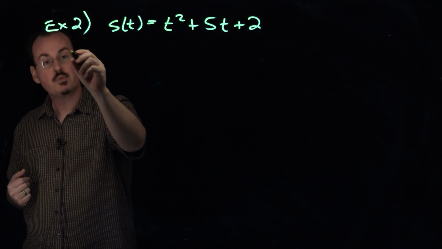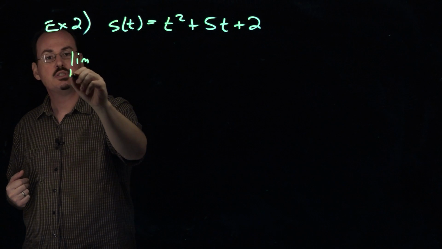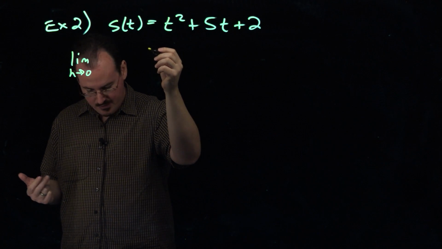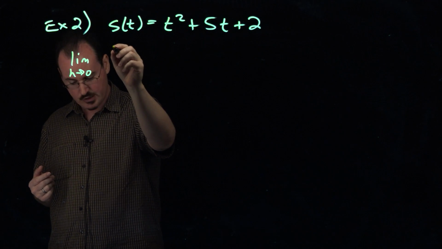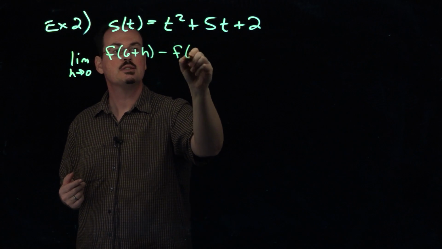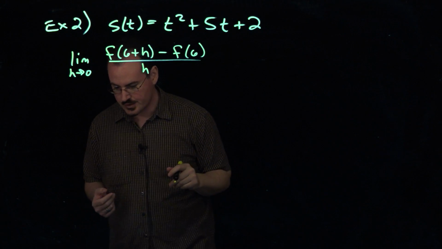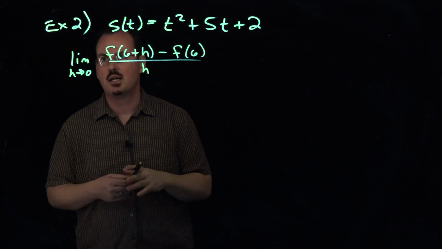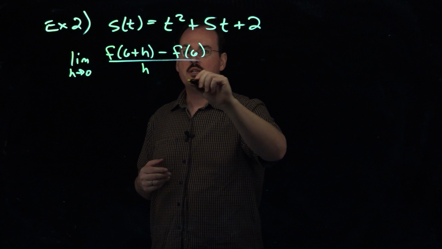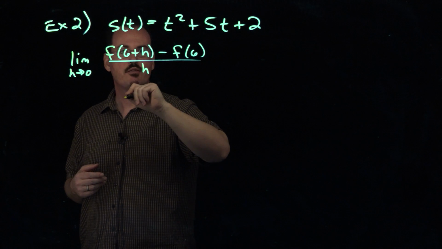The instantaneous rate of change here will be the limit as h approaches 0 of f of a plus h. In this case, the value that we're interested in is 6. So what we're actually looking for is f of 6 plus h minus f of 6, divided by h. That's the definition of the instantaneous rate of change that you see there. And as I said before, this is actually what's called the derivative, as we'll see a little bit later on. So what we need to do here is find these two values. We need to find f of 6 plus h and f of 6.